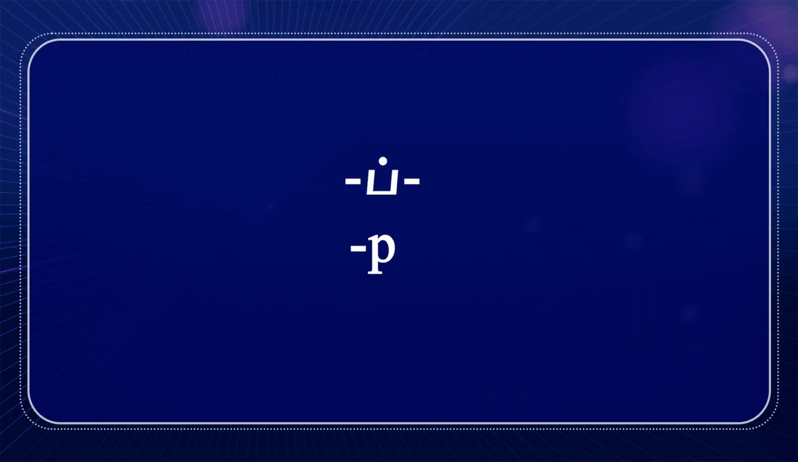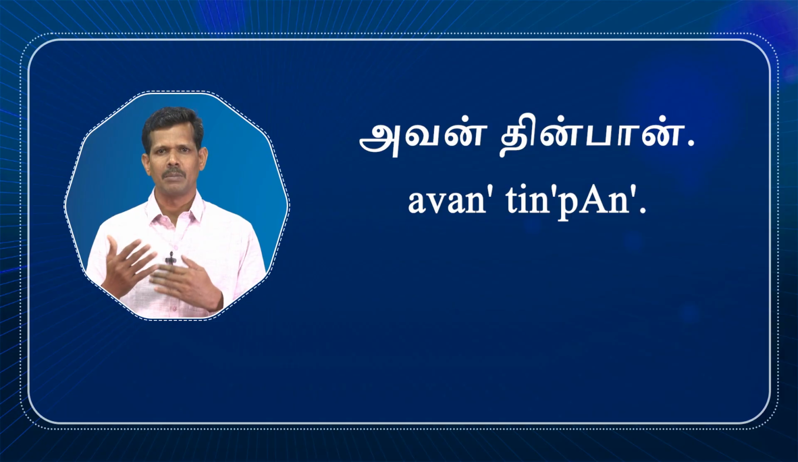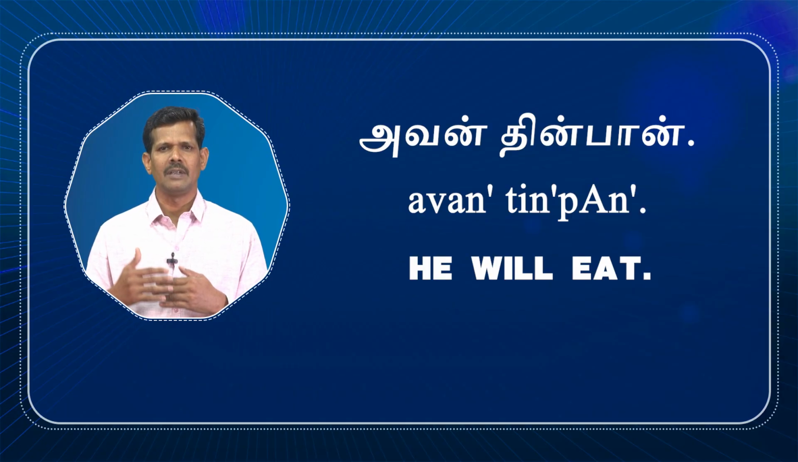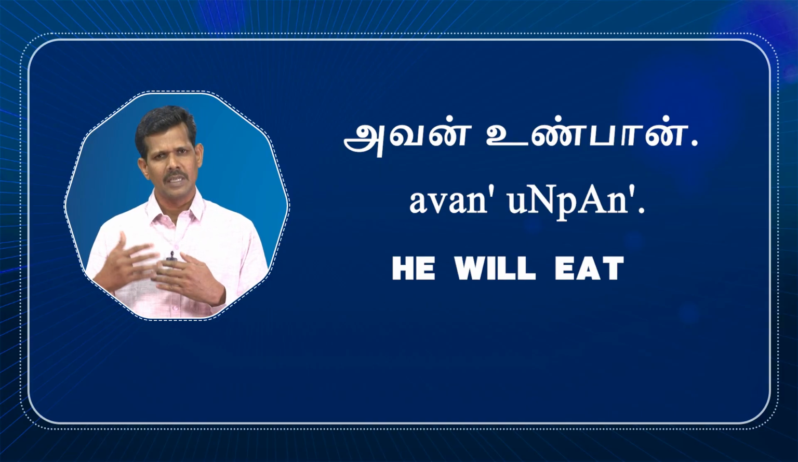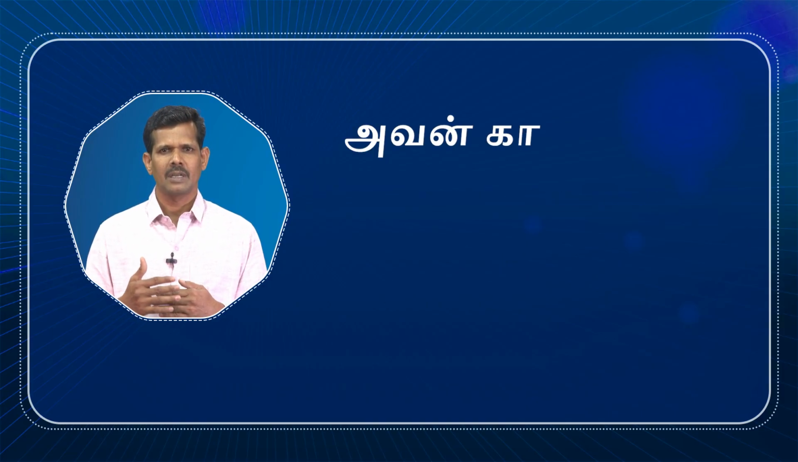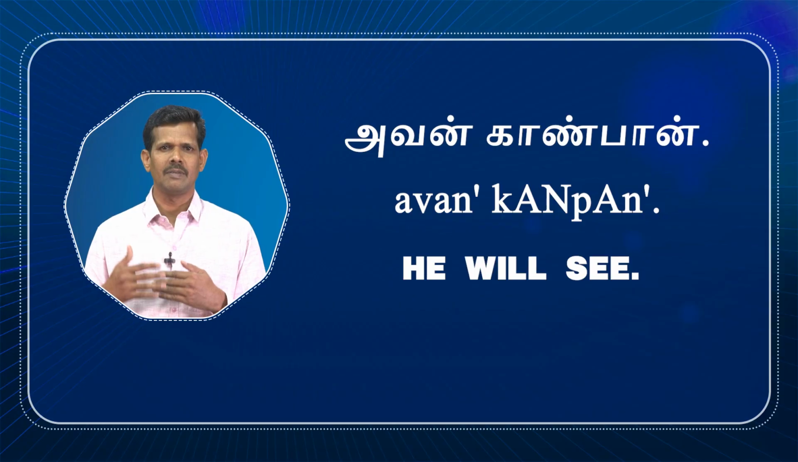Now, we will see the next future tense marker, single p. The single p is also used as future tense marker. However, the usage of single p is very rare in the spoken form of modern Tamil. Let us see a few examples. Avan தின்பான் means he will eat. Avan unban means he will eat. Avan kanban, which means he will see.